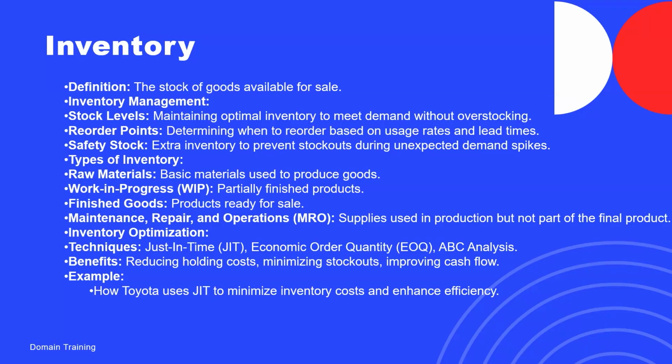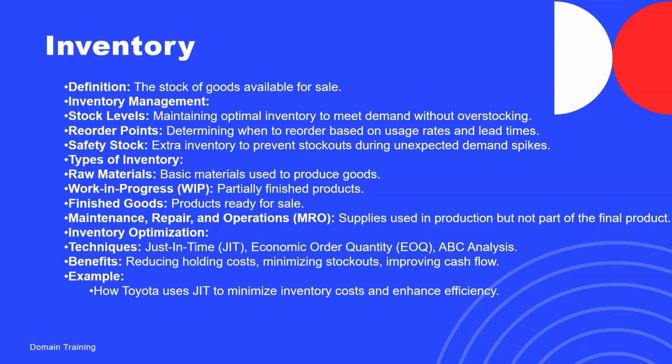So what are the different types of inventory? Raw materials. Basic materials used to produce the goods. Those are raw materials, also under the inventory. Next is the work in progress, partially finished goods, partially finished products. It's a status, right? Work in progress inventory. Finished goods, products ready for sale. So these are the three types of inventory.